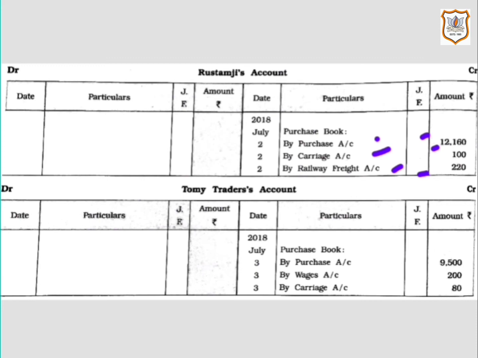Here it is. We purchased goods worth rupees 9,500 from Tommy Traders. So here we will write in particular column by purchase account, and against that we will write amount, that is 9,500. Then we have to pay wages along with that, that is rupees 200. And so we will write by wages account. Then by carriage account, against that we have to write amount of carriage that we have to pay, that is rupees 80. So in this way, we have to record it in different accounts.